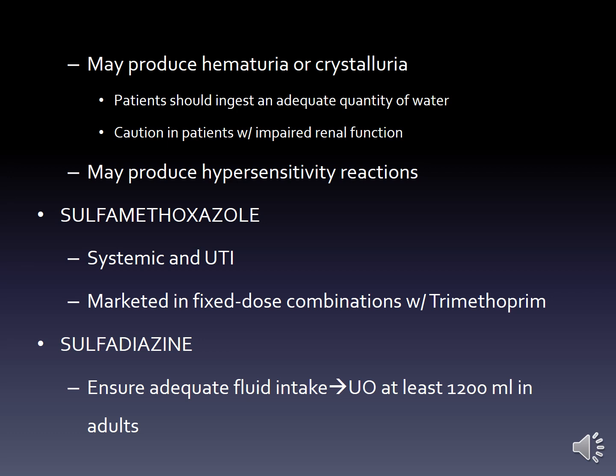Your sulfadiazine, again, what is particularly concerning about this drug is that it can produce hematuria or crystalluria, so you should tell the patient to ensure adequate fluid intake, so that the urine output should be at least 1,200 ml in adults per day.